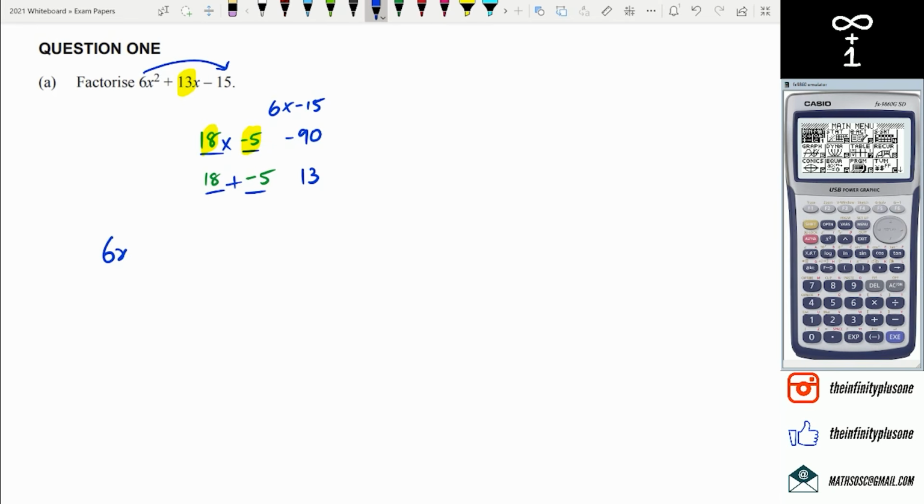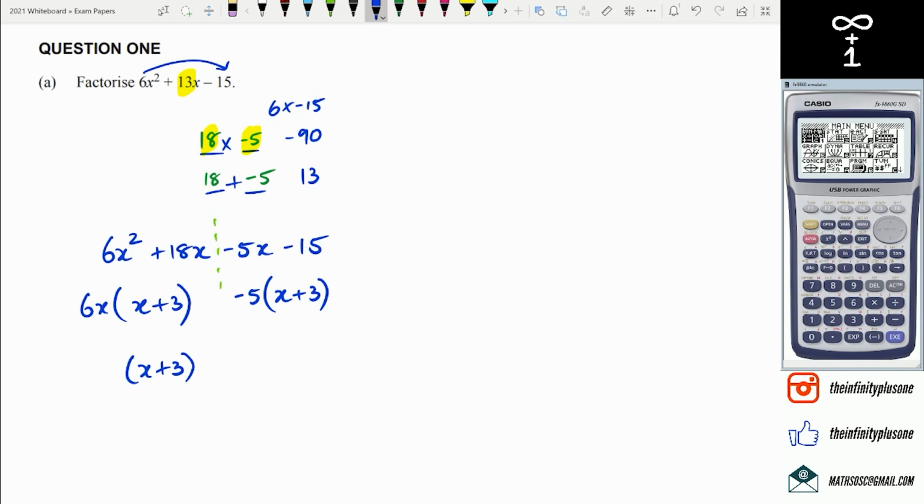So when I do this, I'm going to end up with 6x squared plus 18x minus 5x minus 15. At this point, I need to factorize by parts. I'm going to factorize the first two elements, which gives 6x times x plus 3. As for the second part, I can see minus 5 is a common factor, so I'm going to get x plus 3. At this point, I can see that x plus 3 is a common factor, and I'm left over with 6x minus 5. As you can see, 6x is coming from there and negative 5 from there. So this question is worth an achieved.